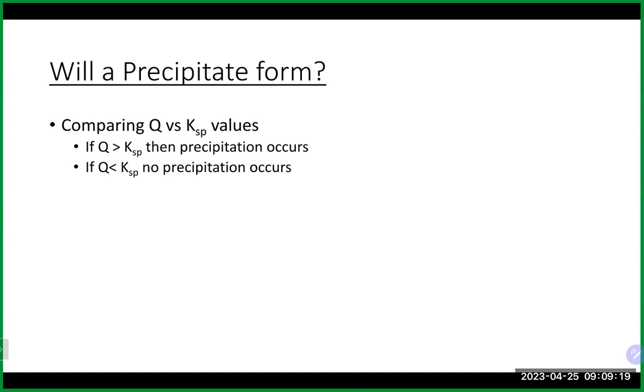All right, so we talked a little bit at the very beginning about whether or not a solid would form, and we can look at the Q value versus the Ksp value. A reminder that if Q is greater than the Ksp value, then we will see a precipitate form, and if Q is less than the Ksp value, we will not see a precipitate form. Also a reminder that we calculate Q the same as Ksp, right? So it's really the same thing. You still take the coefficients as your exponents.